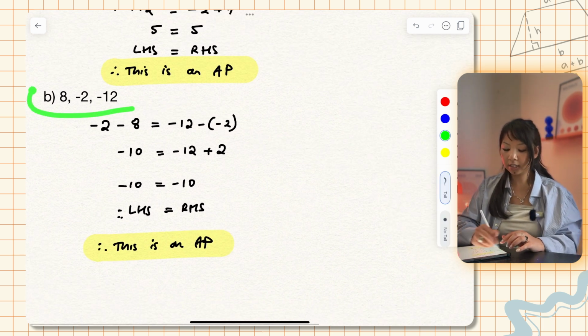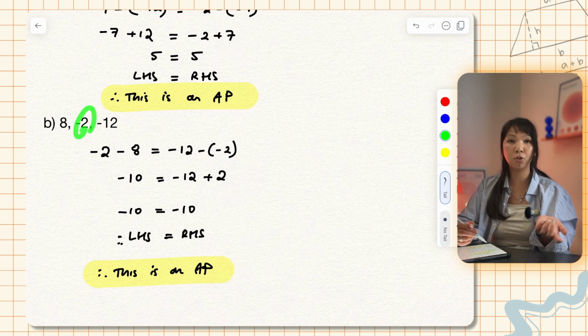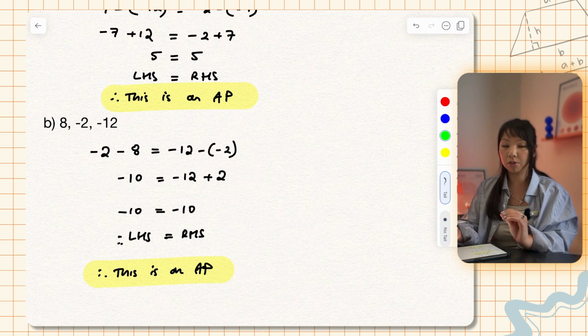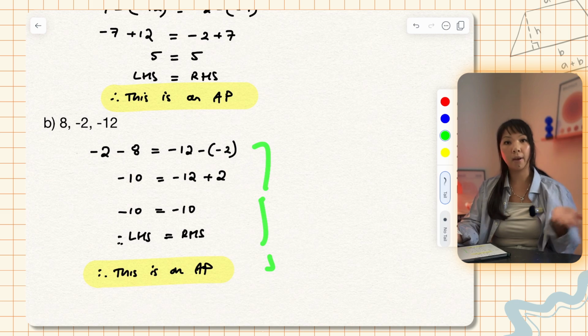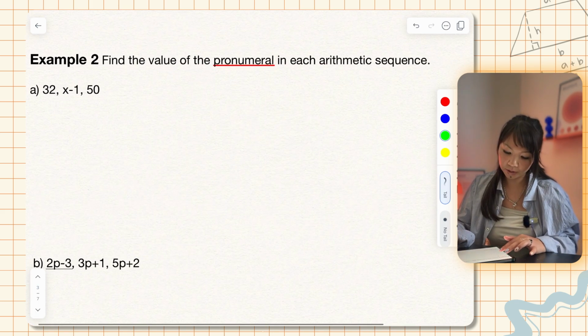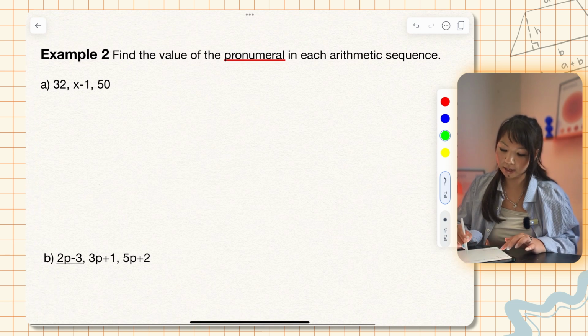Okay, now you can see just by looking at it, if you minus 10 from there, you get -2, and if you minus 10 again, you get -12. Very simple. We don't really need to do much working out. But if the question asks you to show that it is an arithmetic progression, you need to do this working out. You need to plug it into the formula. Example 2. Find the value of the pronumeral in each arithmetic sequence.